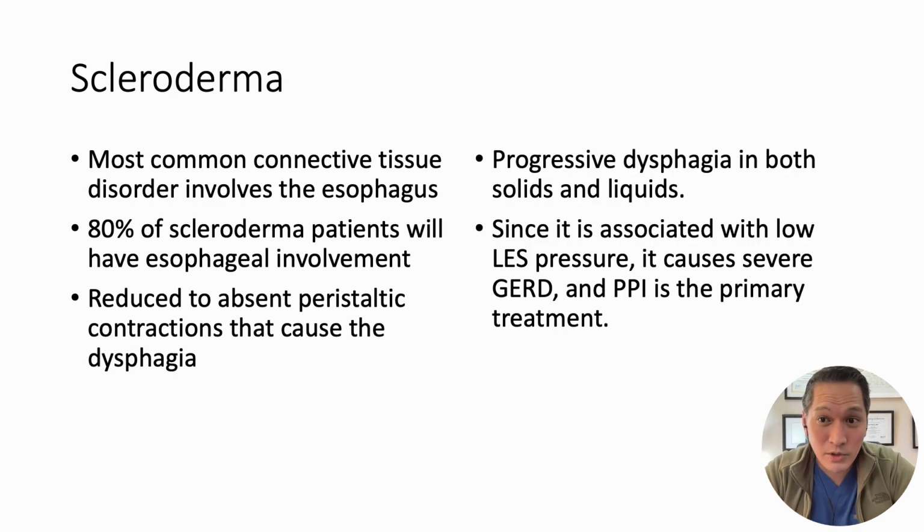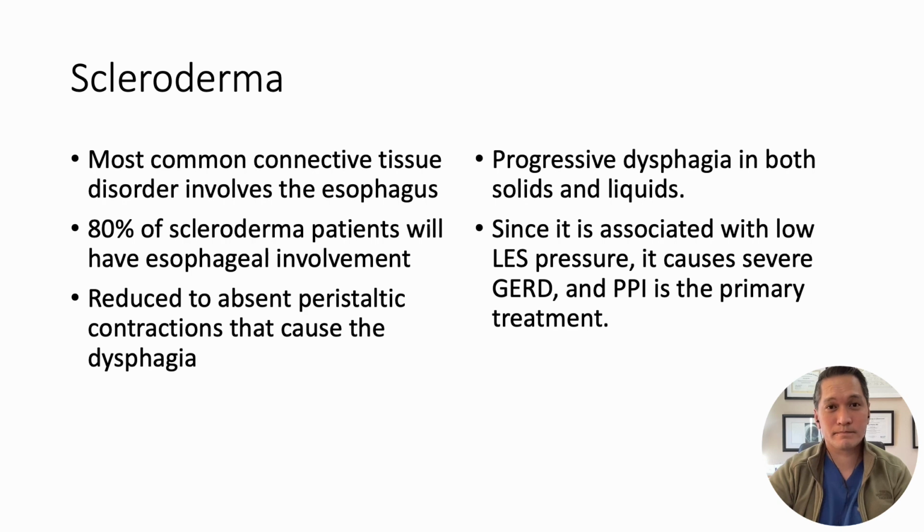So scleroderma is the most common connective tissue disorder involving the esophagus. In fact, 80% of scleroderma patients will have esophageal involvement. There are reduced to absent peristaltic contractions that cause the esophageal dysphagia. It is associated with progressive, not intermittent, dysphagia to both solids and liquids. Since it is associated with low LES pressure, it causes severe GERD, and therefore PPI in this case is the primary treatment.